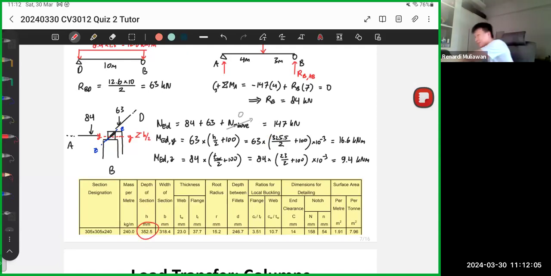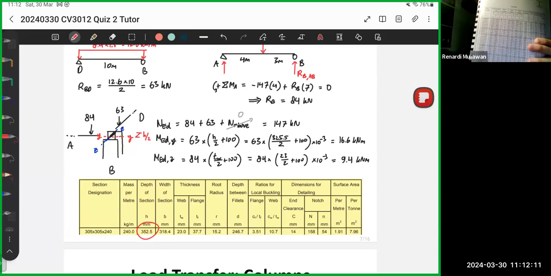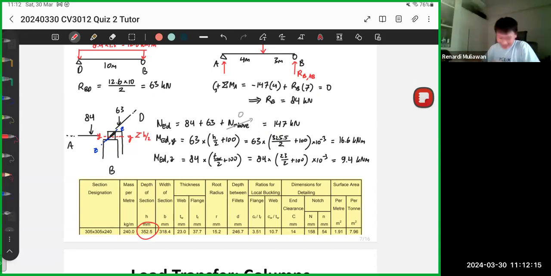Let me once again bring this table. So again, you must print this one and practice using this. You should get the h from the table. So yes, that's where you get h.